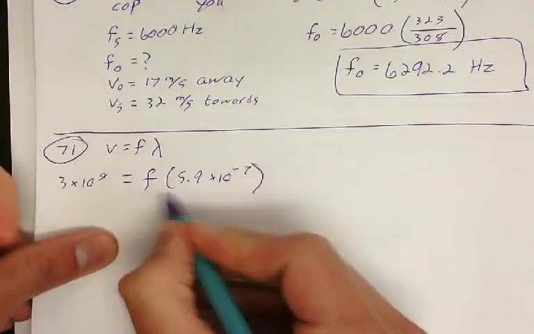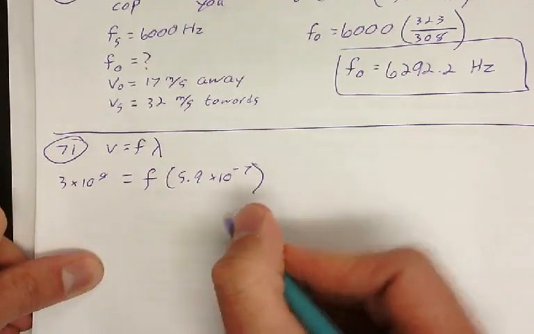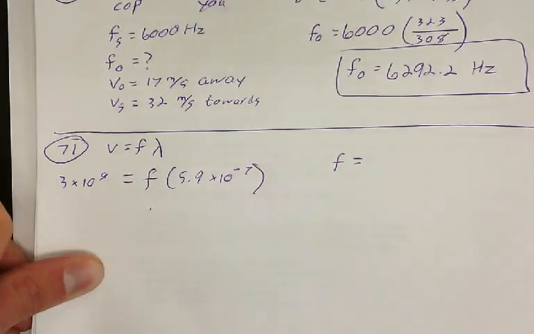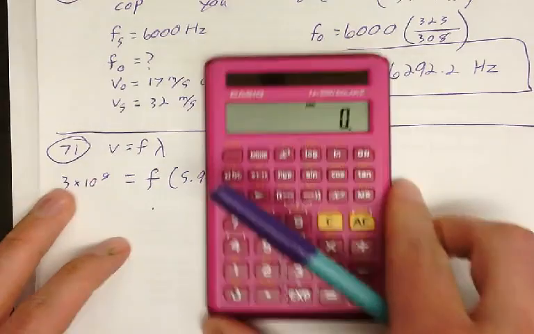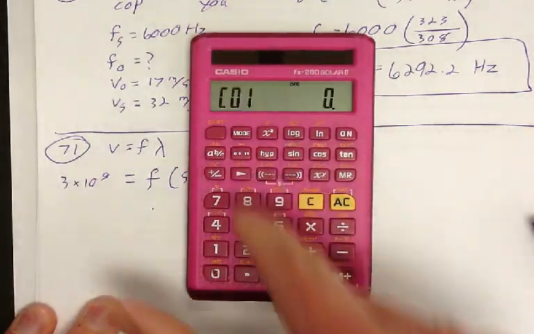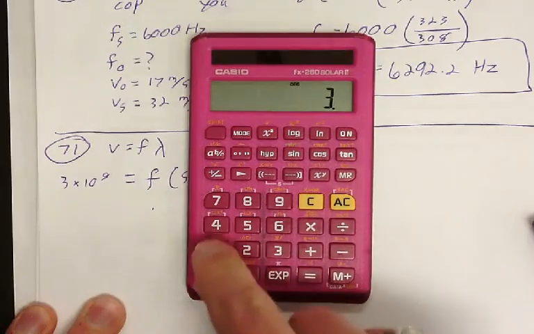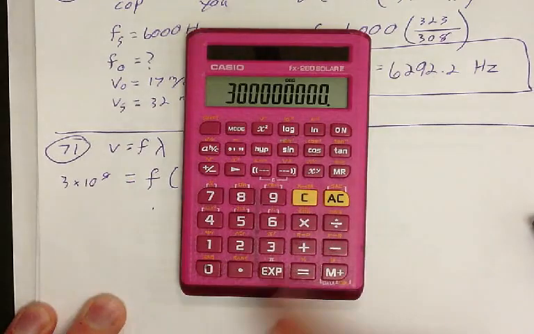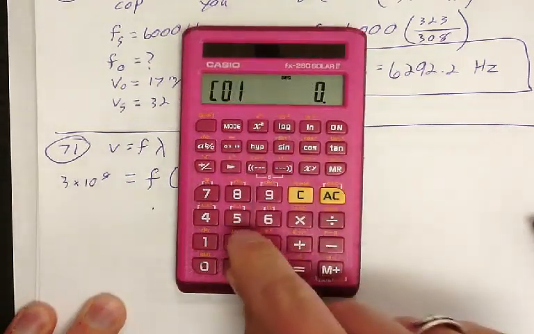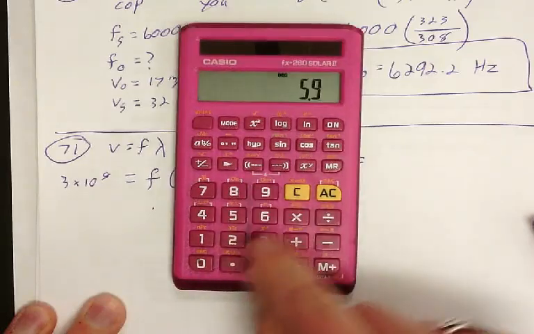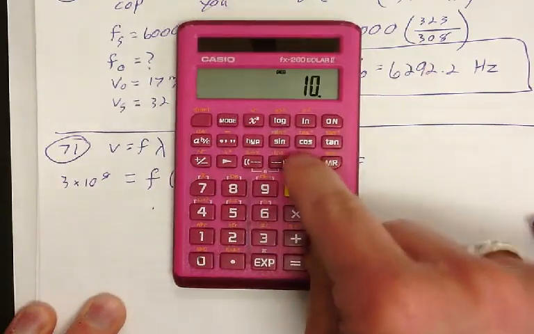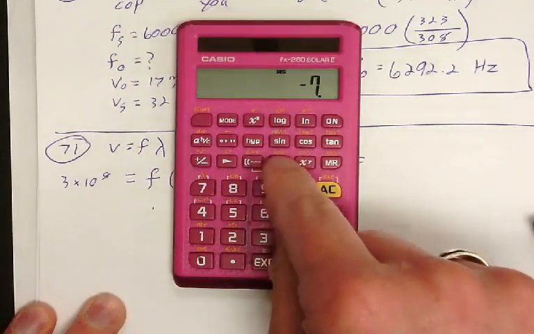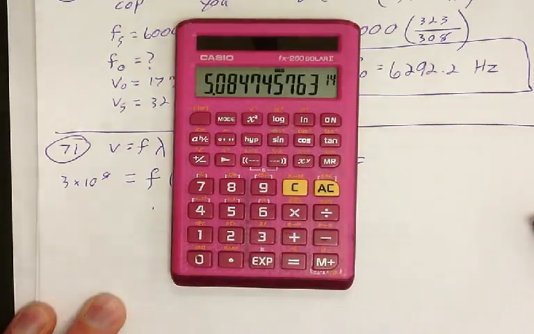So all I have to do is divide both sides by 5.9 times 10 to the negative 7th. When I do that, I put everything in parentheses. So I start parentheses 3 times 10 to the power 8, close parentheses, divided by start parentheses 5.9 times 10 to the power negative 7, close parentheses, equals. There's my answer.